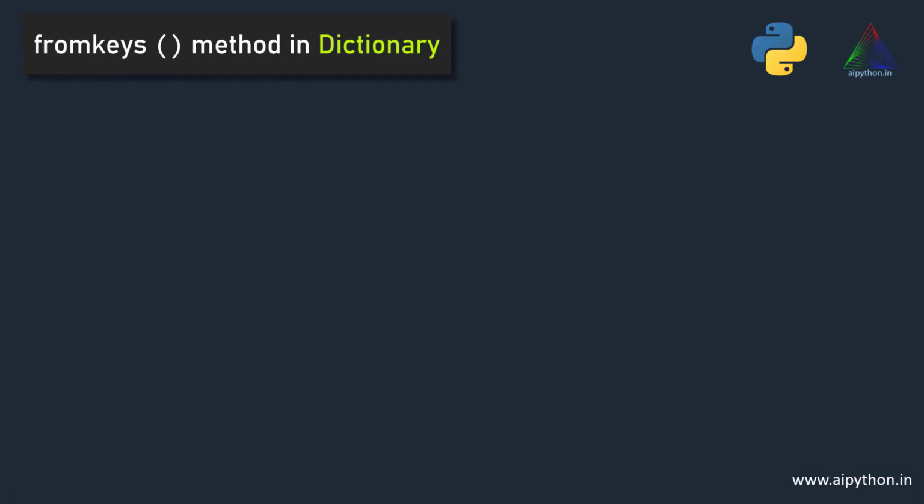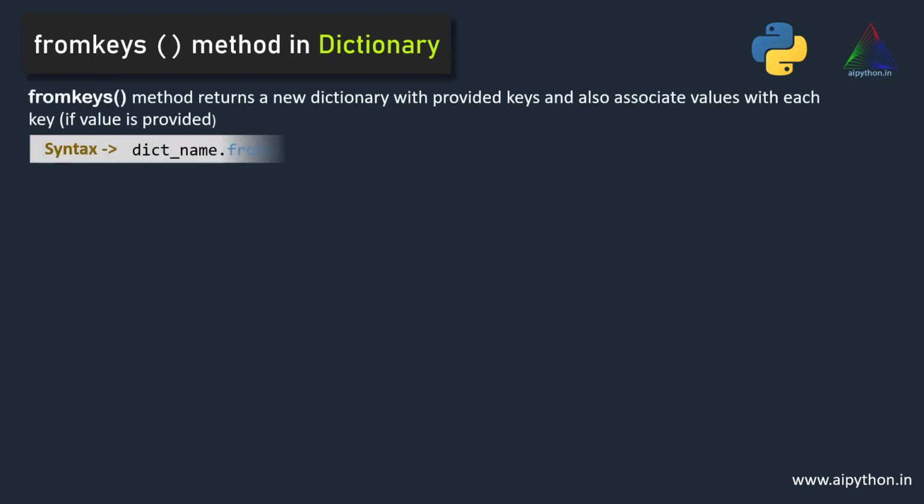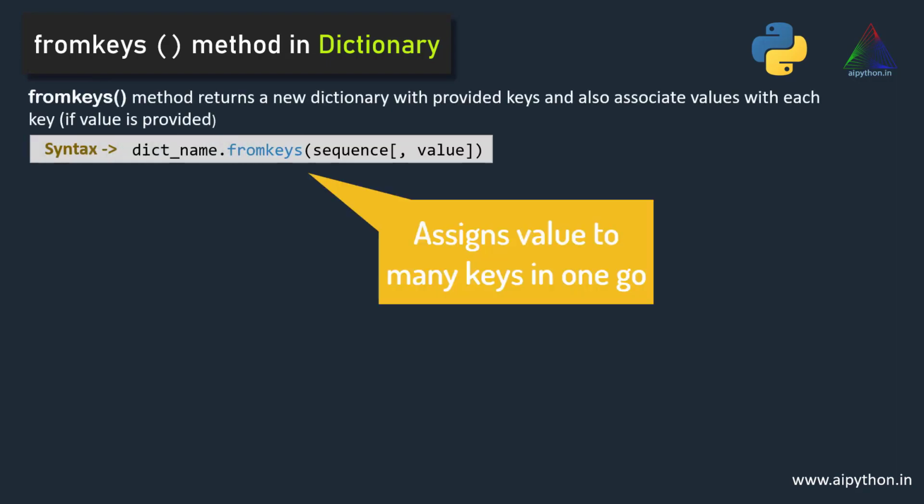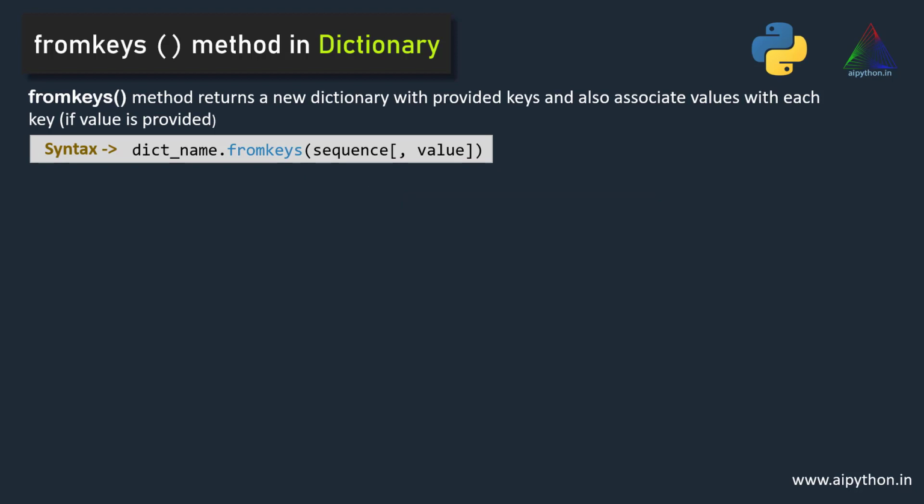So the new one is fromkeys. This is a very popular method in dictionary. This is kind of for bulk value assignment. So what fromkeys does, this is a method which returns a new dictionary as it takes keys as an input and also associates a value with each key if the value is provided.